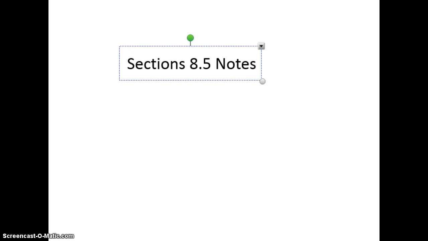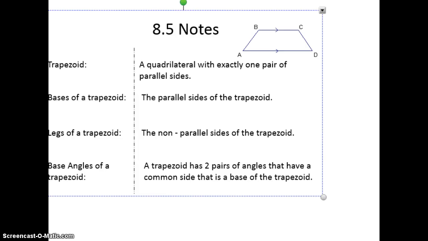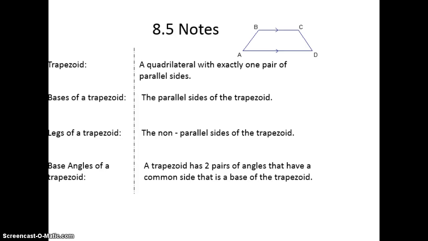So in 8.5, we're going to talk about trapezoids and kites, and we'll start with trapezoids. So these are some definitions. First, make sure you read 8.5 before you watch the video. If you haven't read 8.5, press pause and take 10 or 15 minutes to read it on your own. So these are some definitions you should have from your text. But a trapezoid is a quadrilateral with exactly one pair of parallel sides.